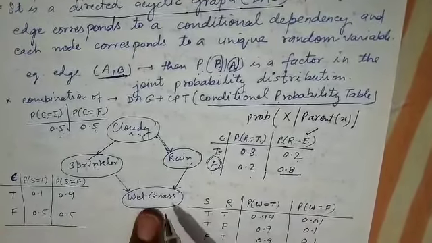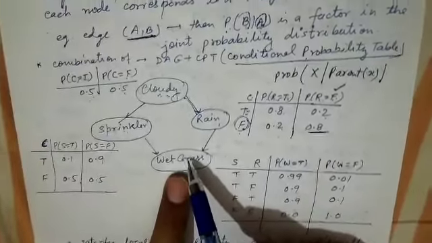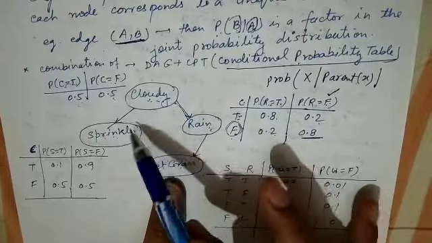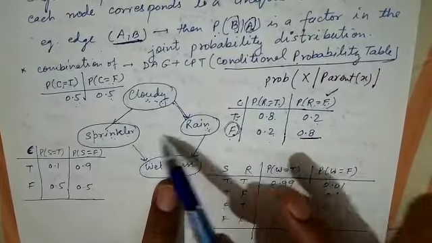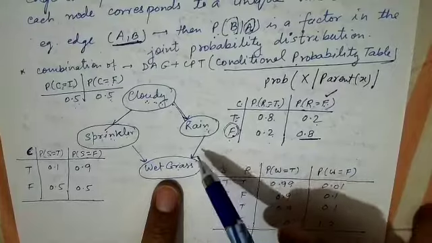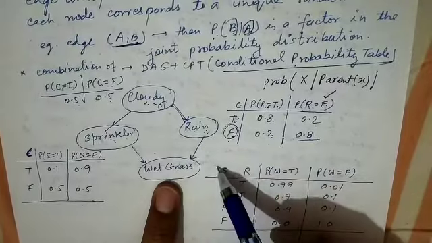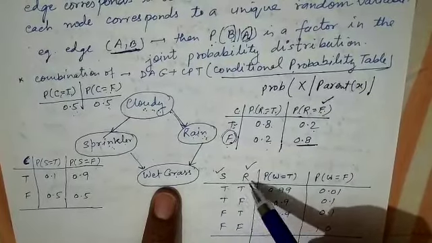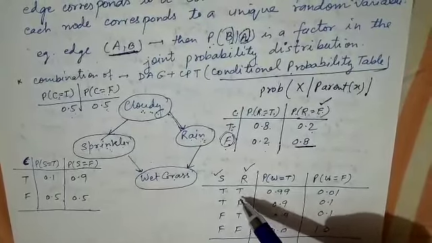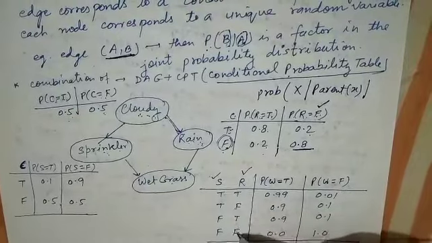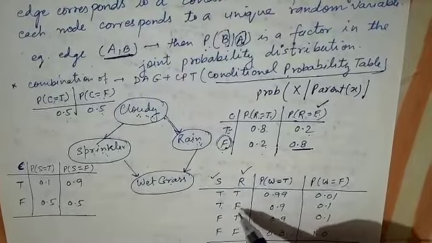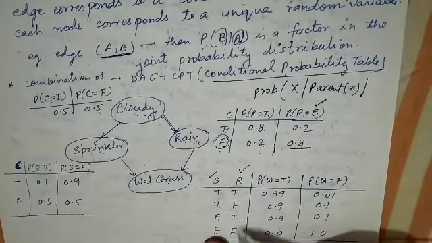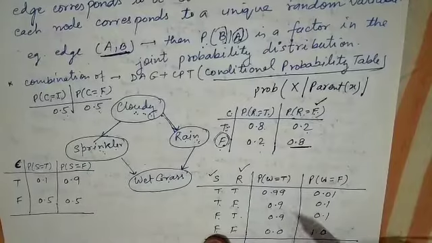Now just see the wet grass. Since it has two parents here, sprinkler as well as rain, we will not consider the parents of the parents, but only the immediate parents. So there are two immediate parents, sprinkler S and rain R. Since there are two parents, how many conditions will there be? 1, 2, 3 and 4. Both are true. One is true, the other is false. One is false, the other is true. Both are false. So there are basically four types of conditions here.